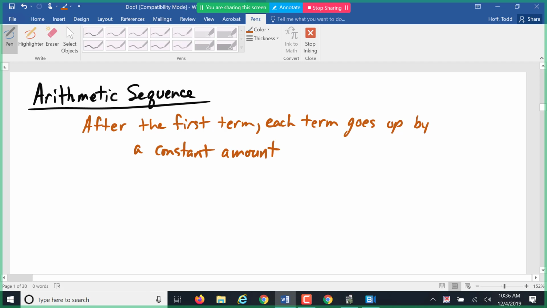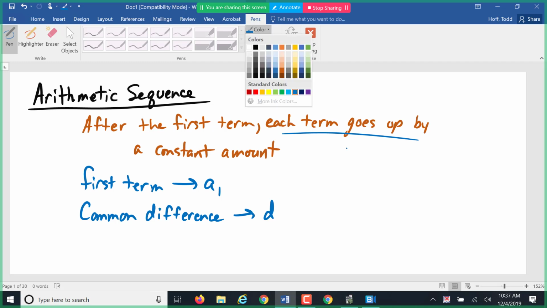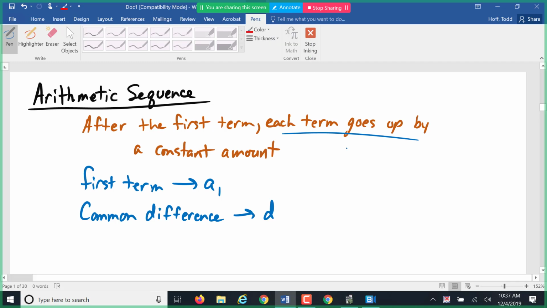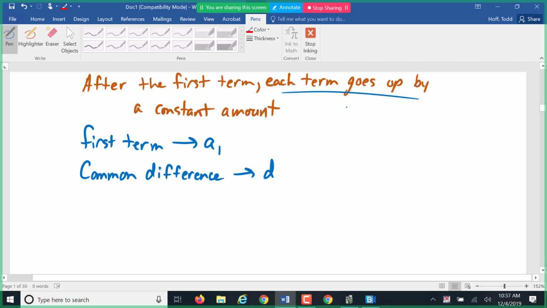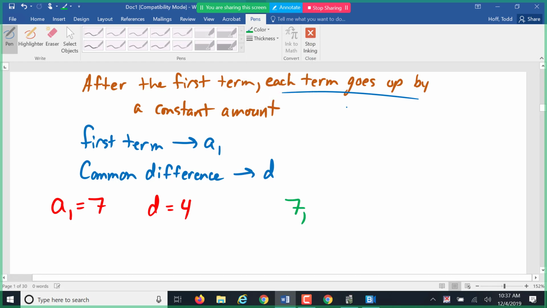So what we have is a first term, which we define as A1, and we have what's called a common difference. That is that constant increase, which we're going to just refer to as D for difference. So if I know the first term and that common difference, let's say A1 equals 7 and D equals 4. Well, I know the first term of my sequence is 7, and every term after that goes up by 4.